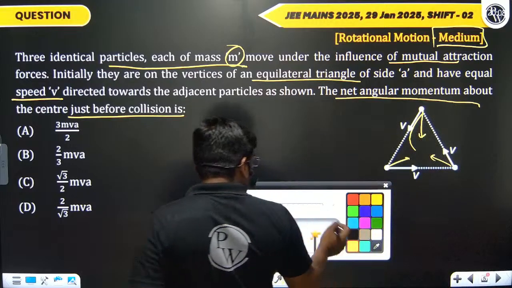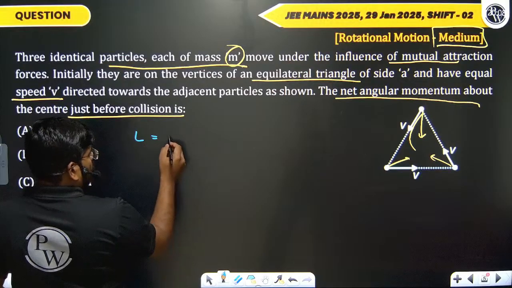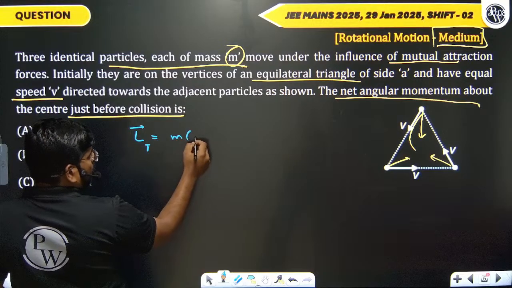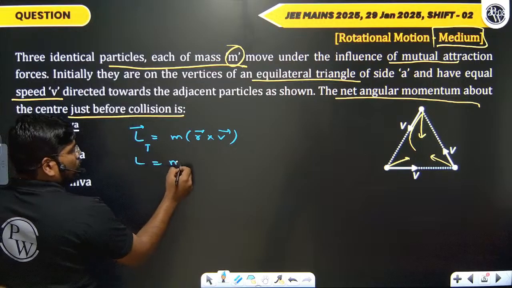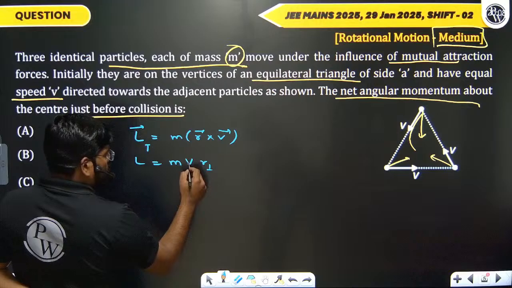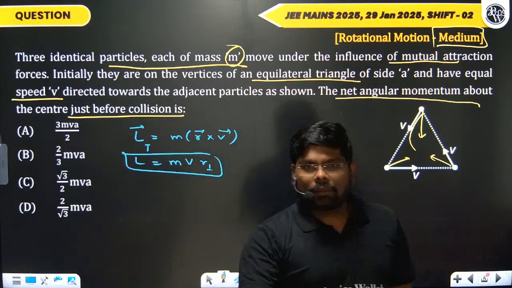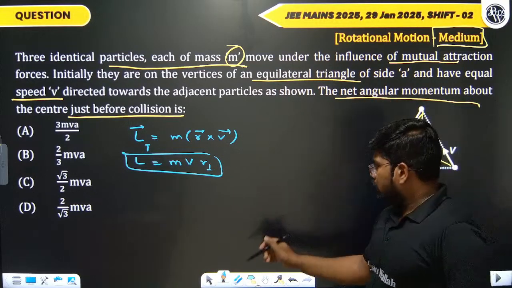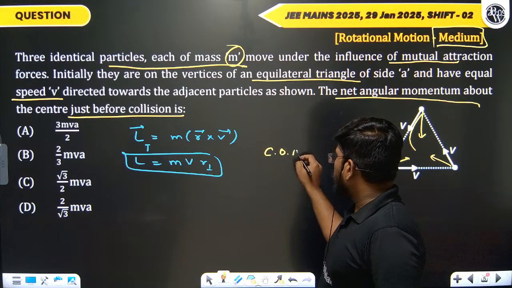So here we want to find angular momentum L, and the particles are doing translation motion. Due to translation motion, what is angular momentum? M into R cross V. This is a formula again, and in magnitude you can write M into V into R perpendicular. There are multiple ways to calculate; this is one of the easy ways. So can we calculate angular momentum initially, and can we say finally also the same or not? So we want to apply conservation of angular momentum.